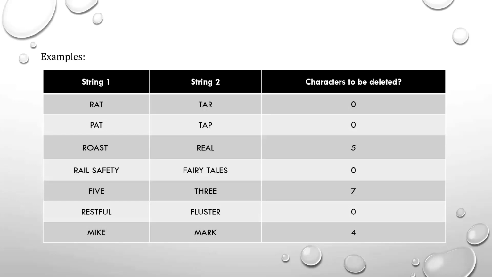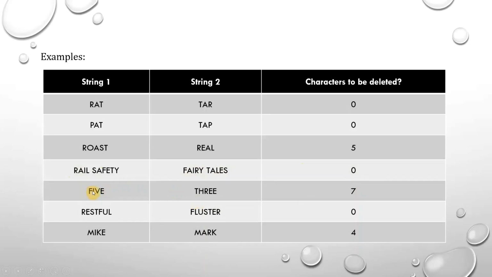We are not looking for an exact word which has any meaning. We are looking for only characters. So we're gonna be left with R and A, and we'll delete all of the other characters. So in the output, you'll see the number of characters to be deleted is 5. Let's look at the next example, rail safety and fairy tales. If you rearrange these characters in such a way, you can get the other string. So we don't need to delete any character, so our output should be 0.